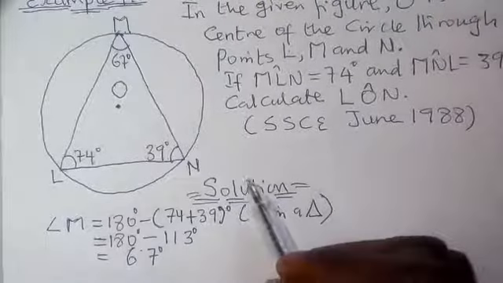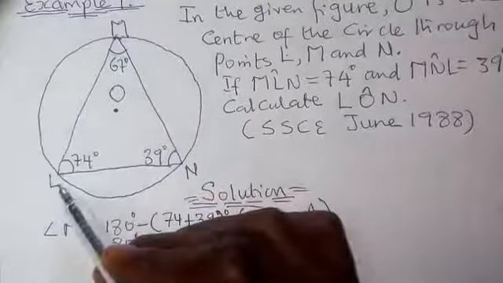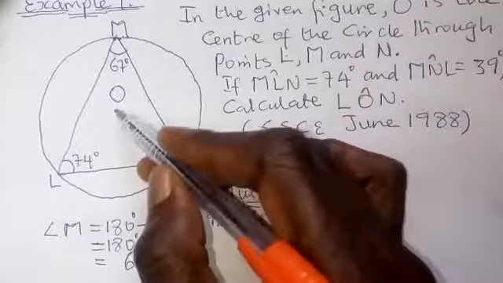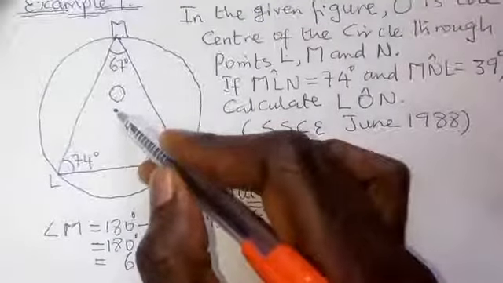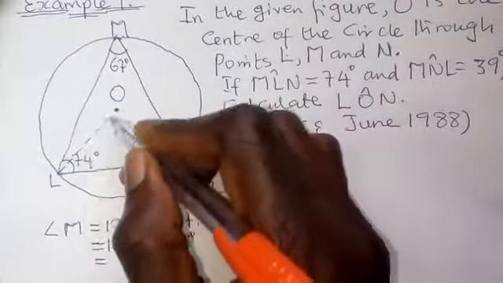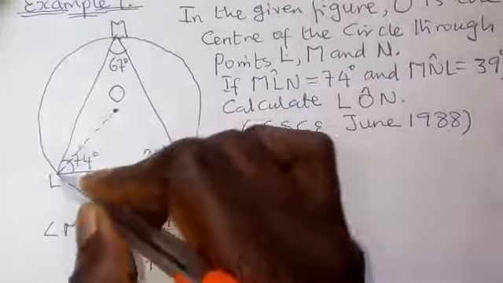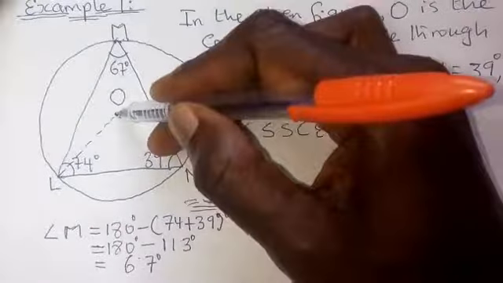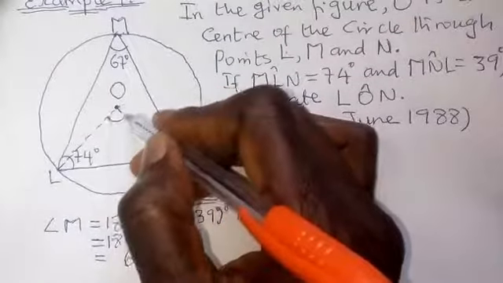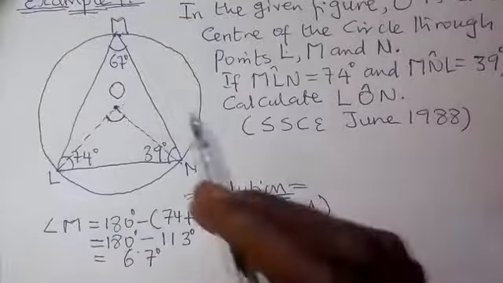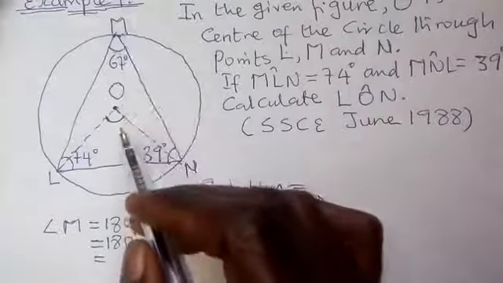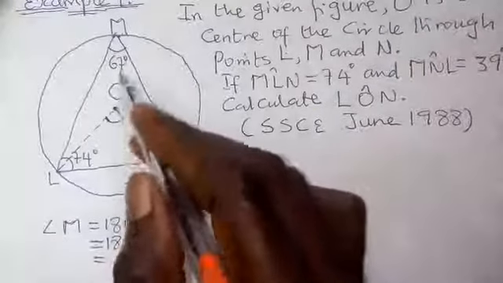So now let's answer this question. Our quest is to look for angle LON. That means there is an angle at the center here. How do we get that angle? What we are going to do is draw a line from here to the center, which represents the radius, and then we do the same thing here. So you can see that the angle we're actually looking for is this angle here. The angle 67 we've gotten is on the circumference, while the one here is at the center. Is there a relationship between both of them?